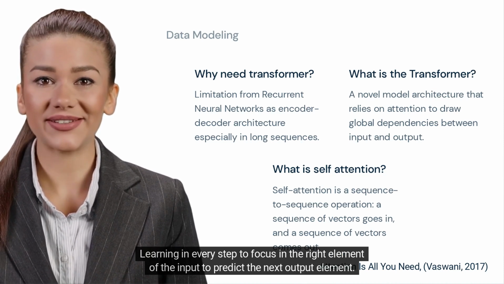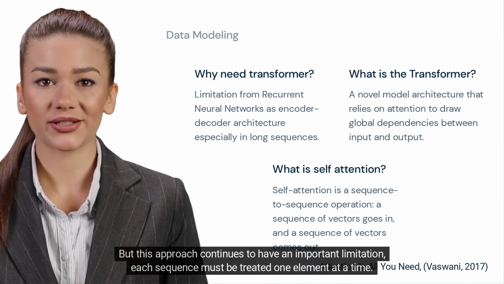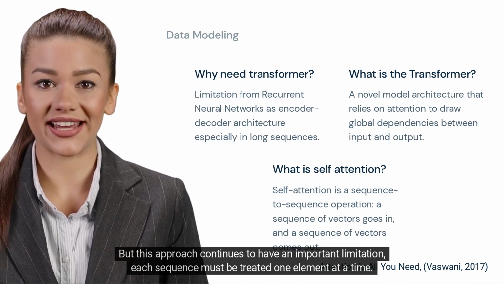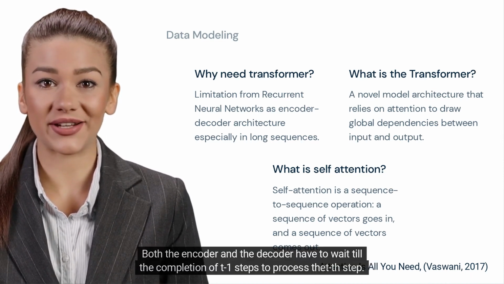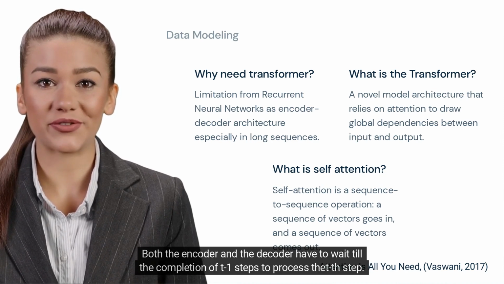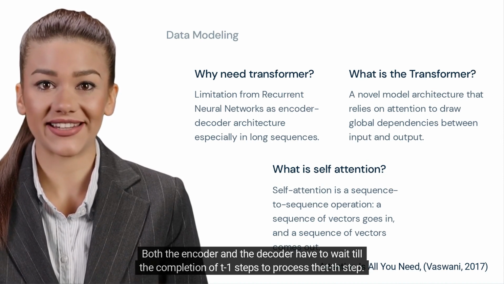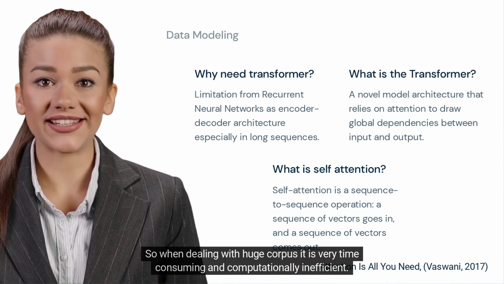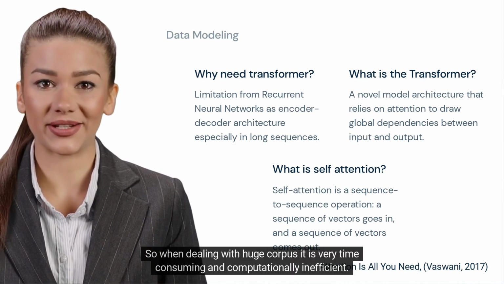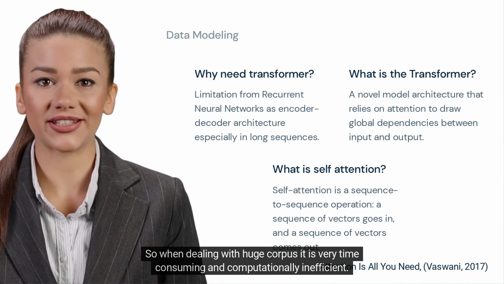But this approach continues to have an important limitation: each sequence must be treated one element at a time. Both the encoder and the decoder have to wait till the completion of T-1 steps to process the T-th step. So when dealing with a huge corpus, it is very time-consuming and computationally inefficient.